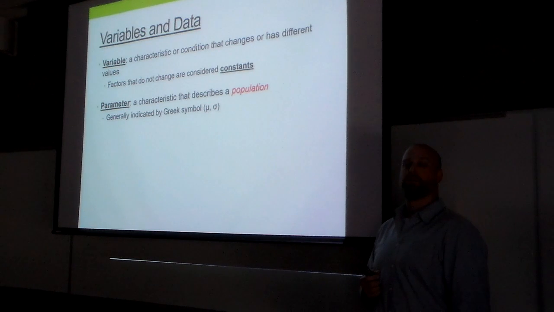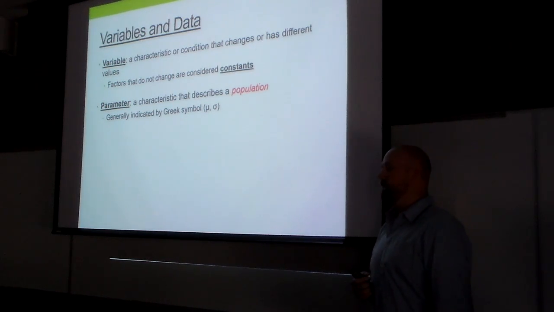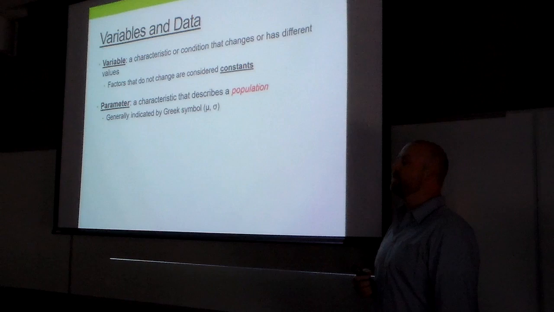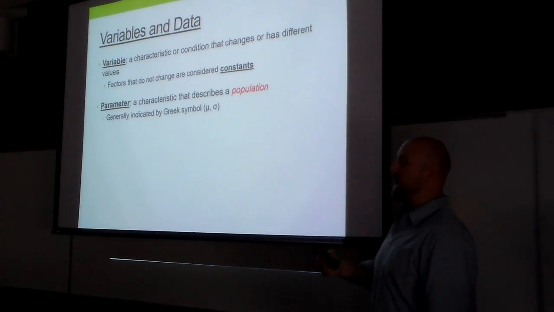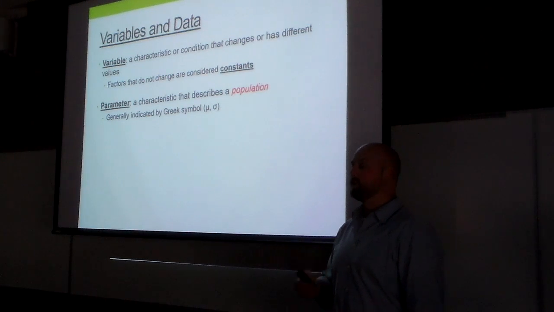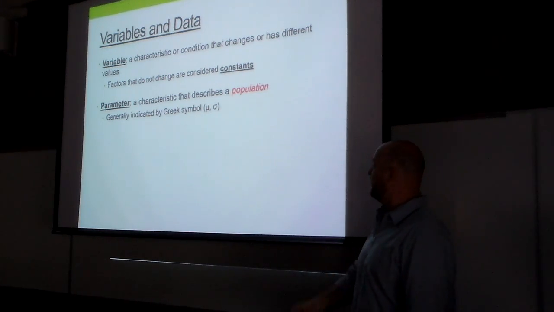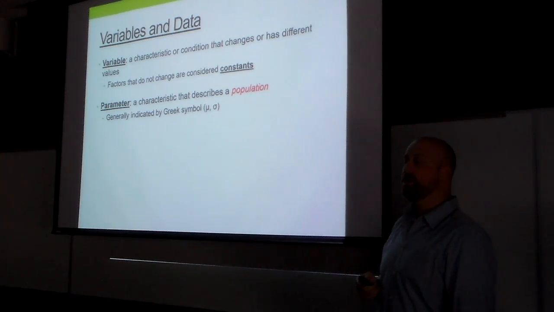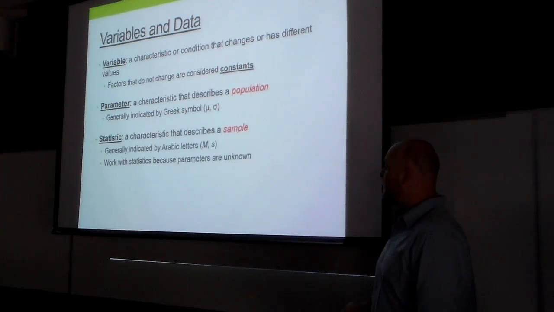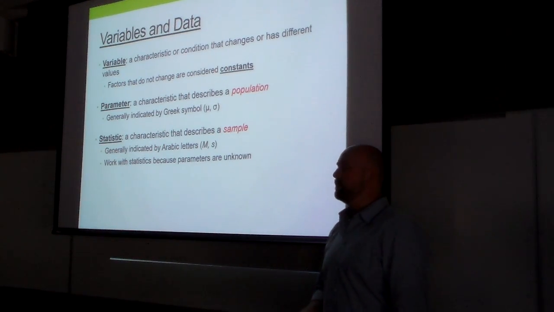Is it 100? 100. Average IQ score is 100, right? It's kind of an artificial number, but the idea is that in general, if I look at the average score on an IQ test, that's a population measure in theory. A statistic is a characteristic that describes a sample, right?